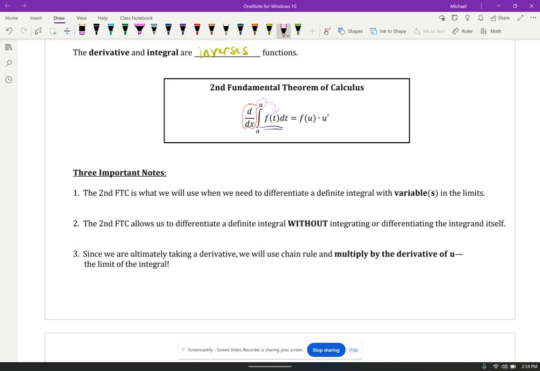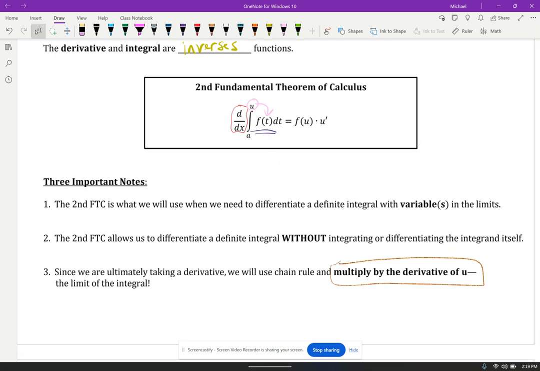And then make sure that you're using the chain rule and you multiply by the derivative of u. This is the part that most students forget. They will plug in the top limit. That's awesome. But don't forget to multiply by the derivative of that inside function you just plugged in. So in the next video, we're going to look at some examples, but this is going to be the driving force to some of the most popular free response questions on the AP exam.